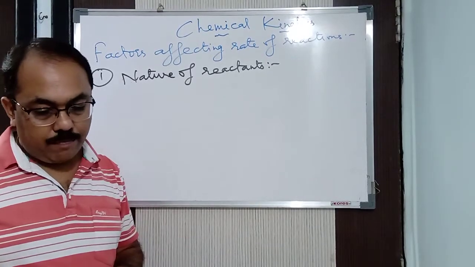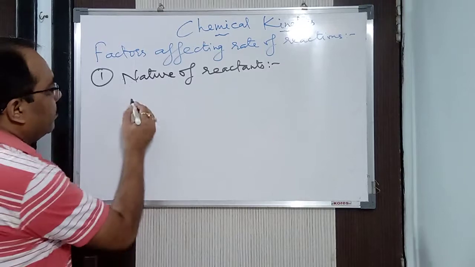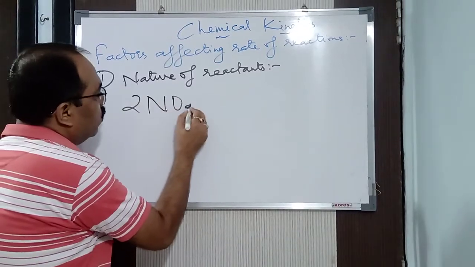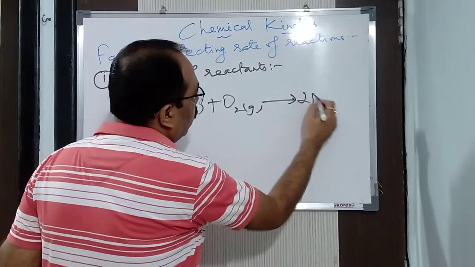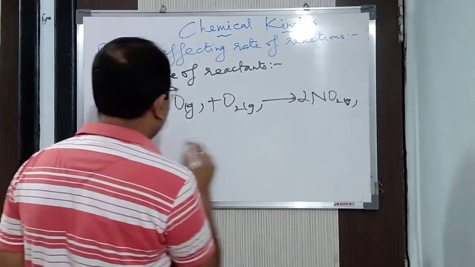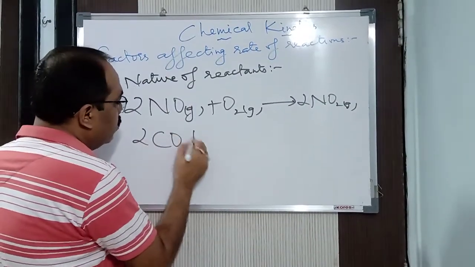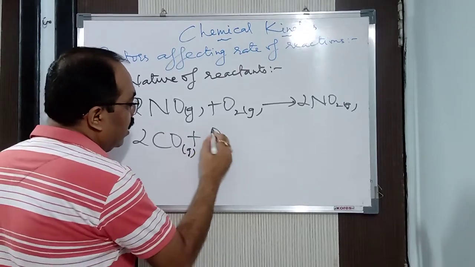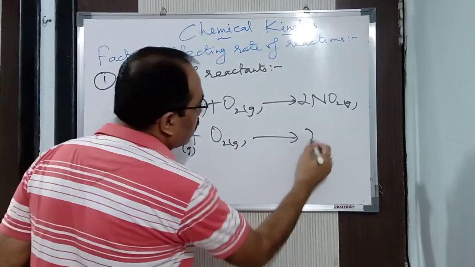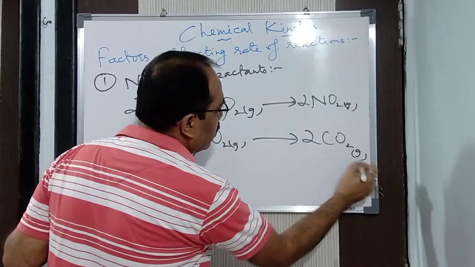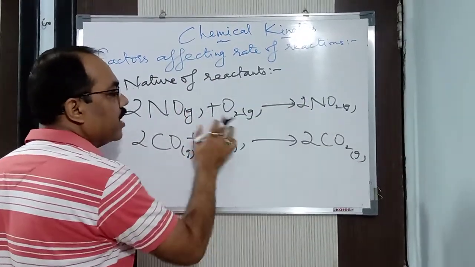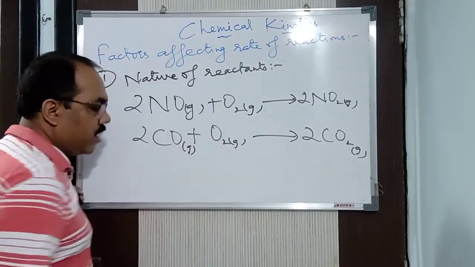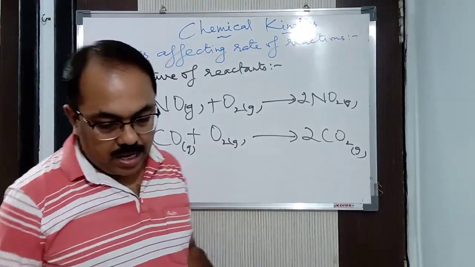I'll give you another example. You see here, we have 2NO gas plus O2 gas, and we get 2NO2 gas. This is one reaction. Similarly, 2CO gas plus O2 gas gives 2CO2 gas. Now, both the reactions are similar, isn't it? Here, nitric oxide reacts with oxygen to give nitrogen dioxide. Carbon monoxide reacts with oxygen to give carbon dioxide.